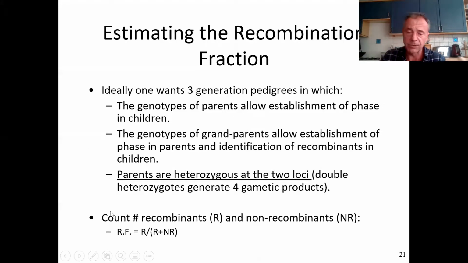Okay, so the parent has to be heterozygous at 2 loci, and then we can count out who's a recombinant and who's a non-recombinant. And I've left this formula up here. The recombination fraction is the number of recombinants over the total number, which is the recombinants and the non-recombinants.